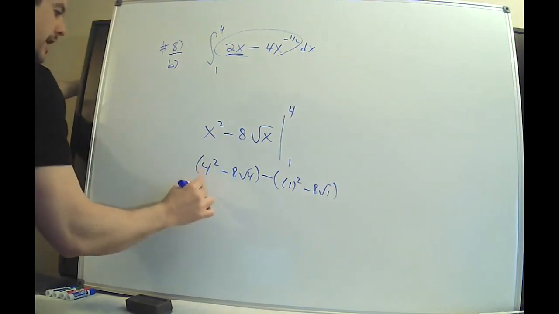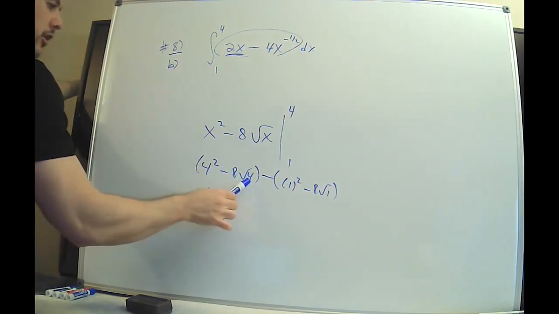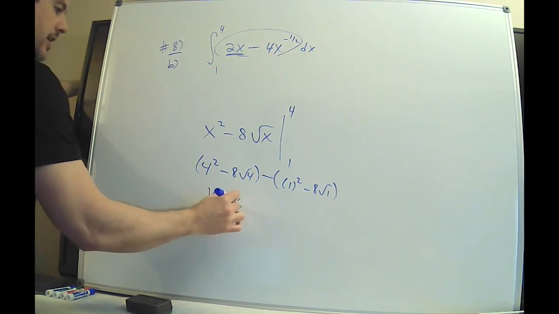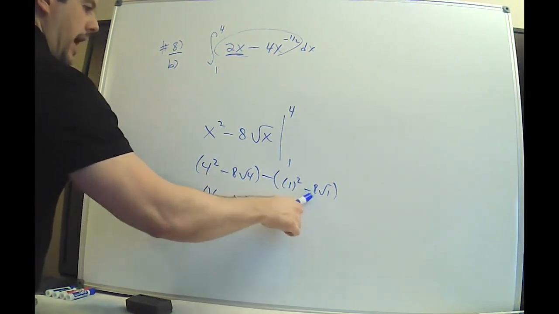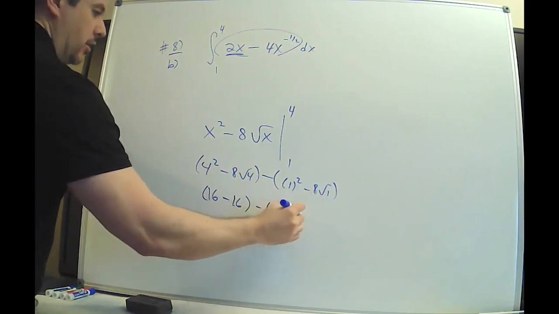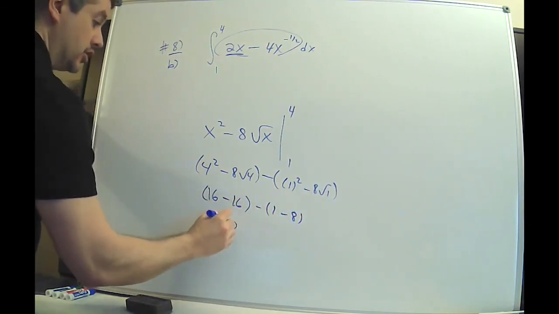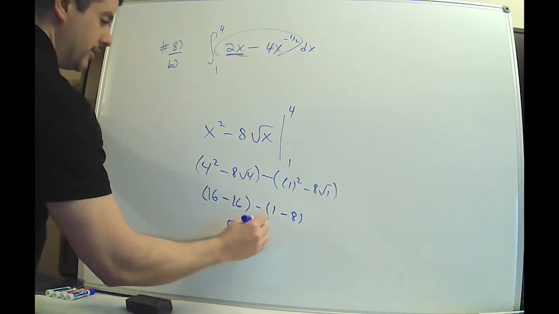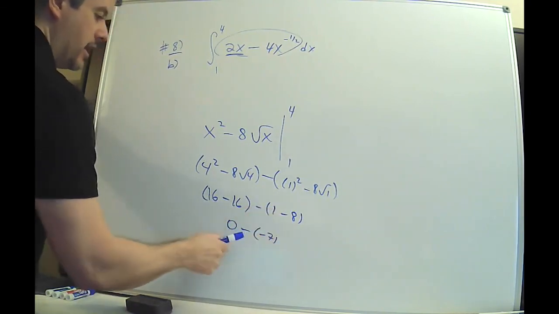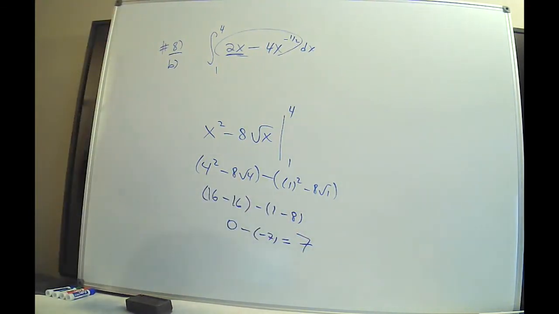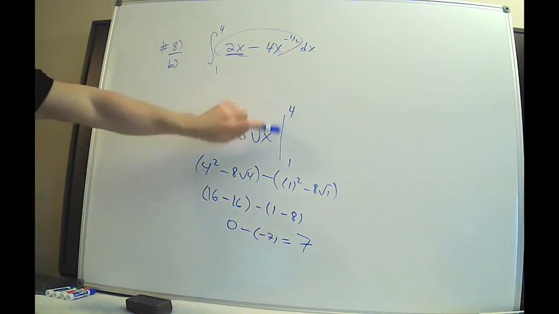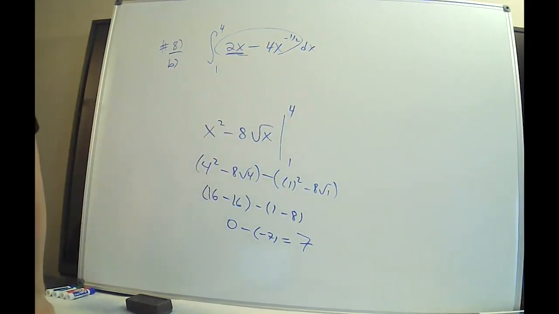Square root of 4 is 2. That's 16. So that's 2 times 8 is 16. Yay, it goes away. 1 take away 8 times 1 is 8. Hello. So that gives you negative 7. So this is 0. Minus 1 take away 8 is negative 7. Negative times a negative is positive. So there you go. That is the last question. All right. Antiderivative, plug the numbers in, evaluate it. Easy peasy.